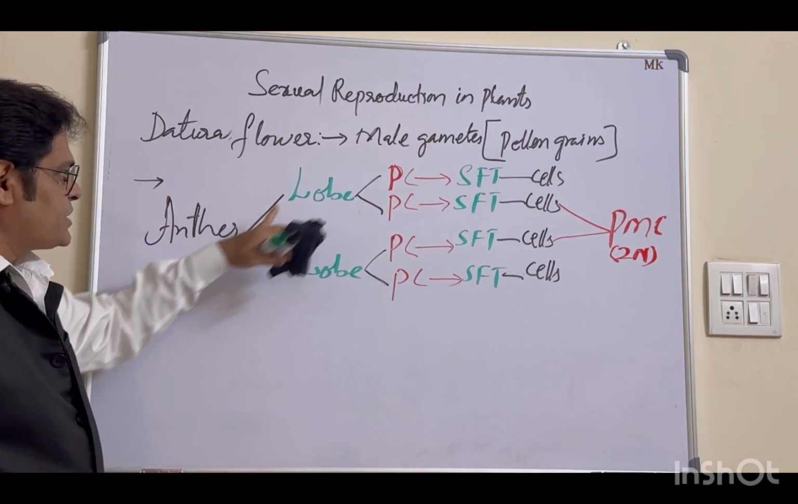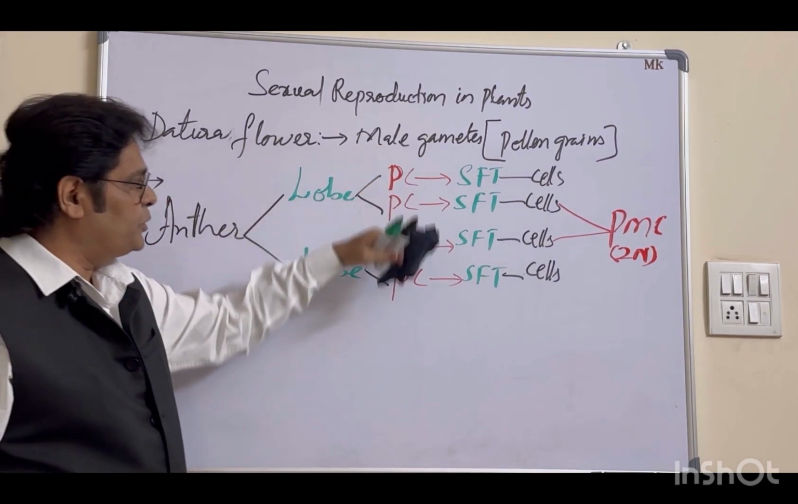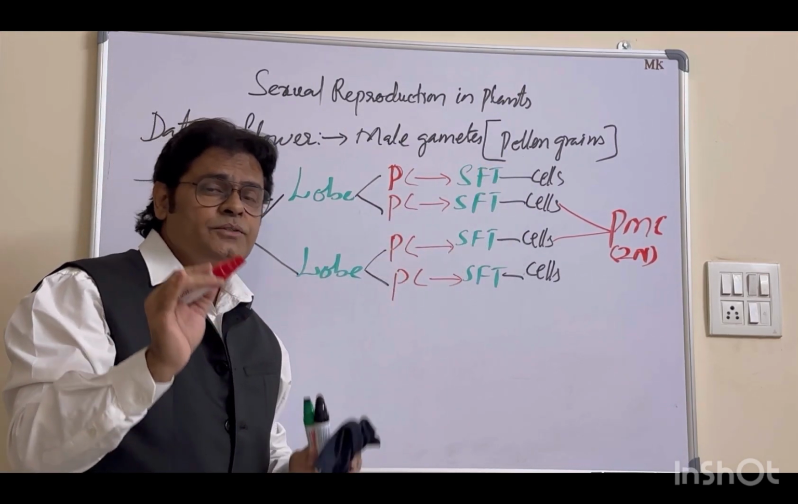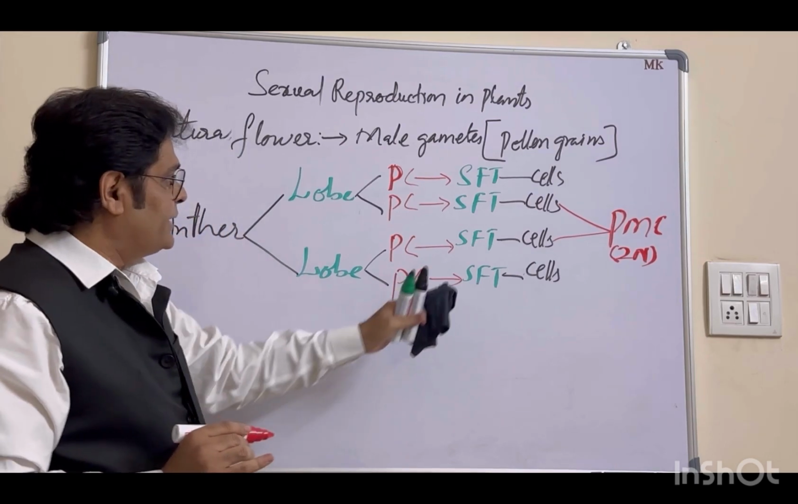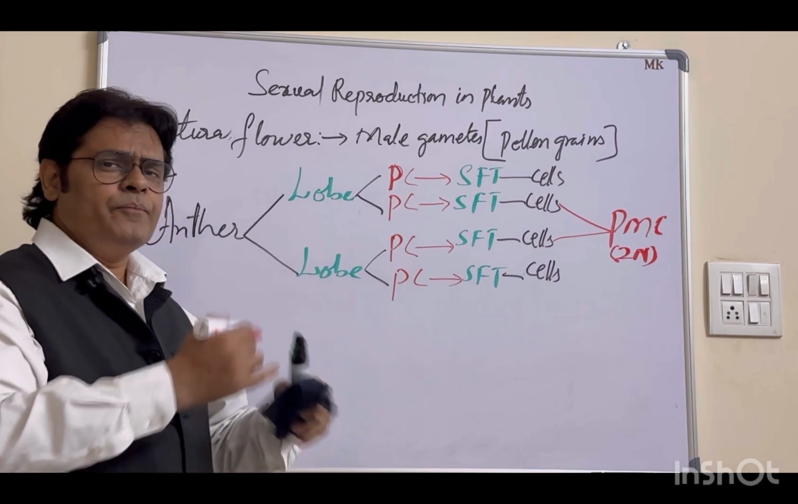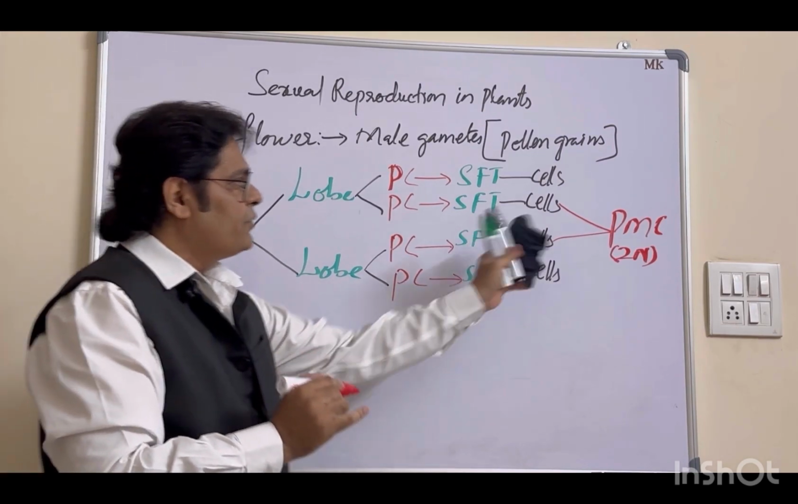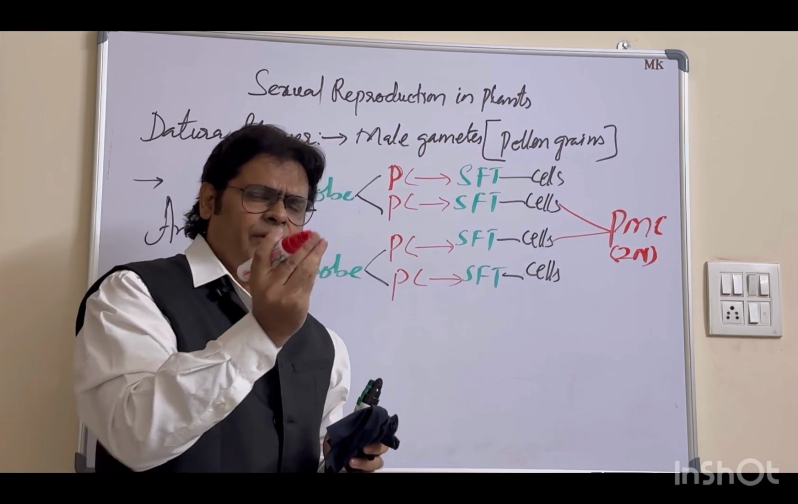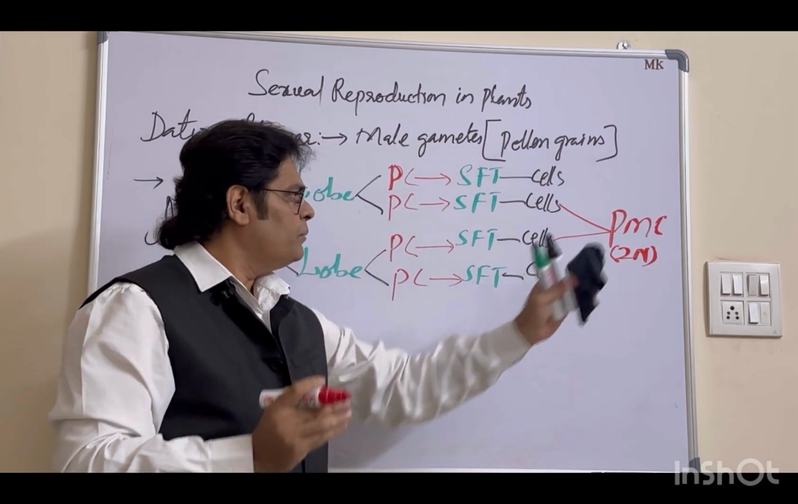Anther consists of two lobes. Each lobe consists of two pollen chambers. All the pollen chambers consist of a large number of spore formation tissues. And these spore formation tissues contain a large number of cells. Out of many cells, few cells convert into pollen mother cells. Suppose 100 cells are there. Out of 100 cells, 20 to 25 cells convert into pollen mother cells.